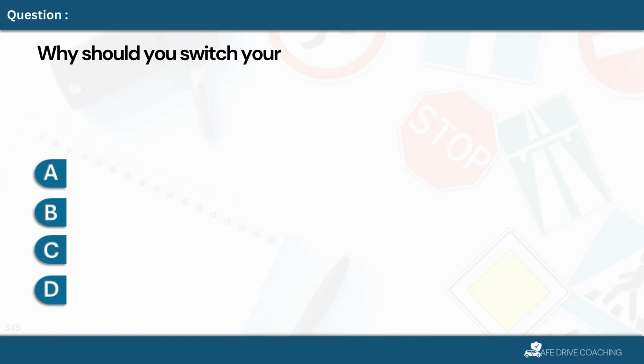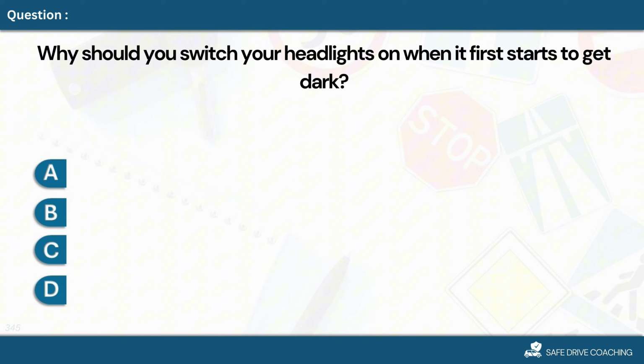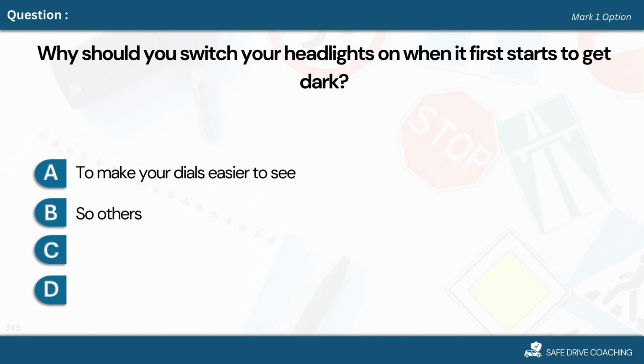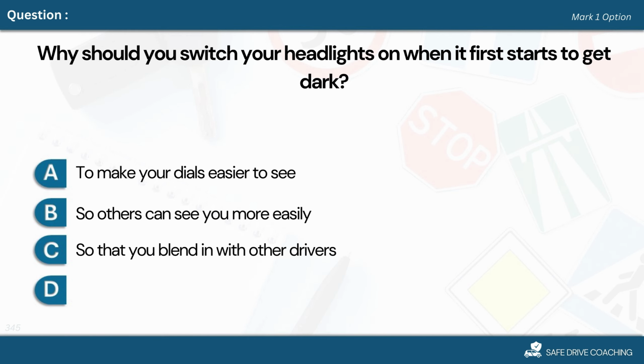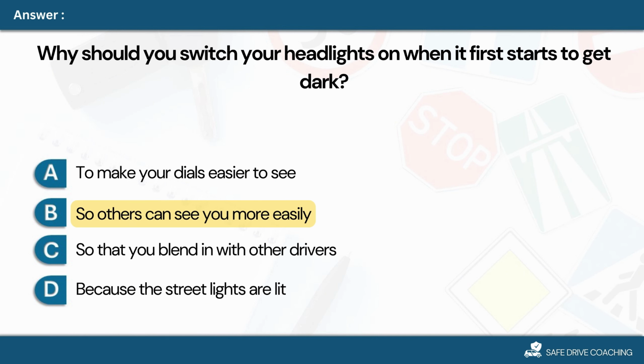Why should you switch your headlights on when it first starts to get dark? A. To make your dials easier to see. B. So others can see you more easily. C. So that you blend in with other drivers. D. Because the street lights are lit. The correct answer is B. So others can see you more easily.